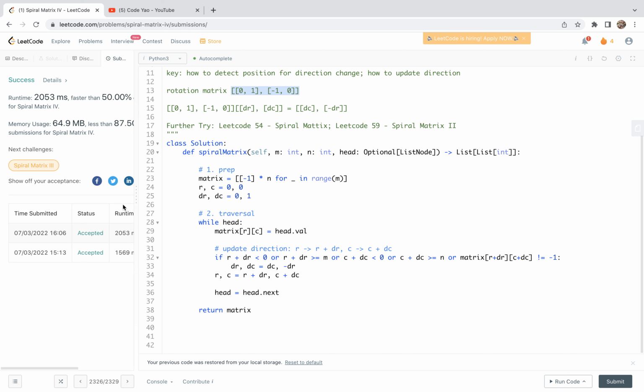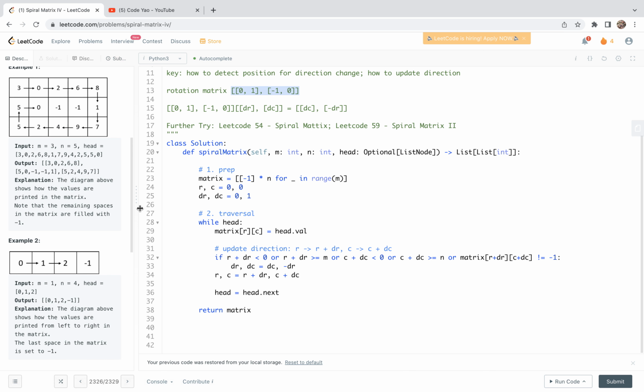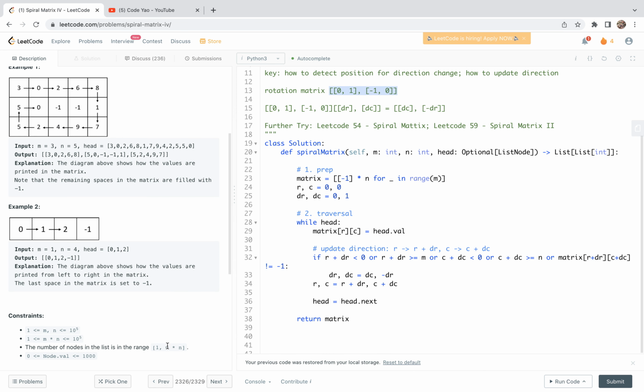So again, finally, if we have more numbers than m times n, this method still works. The only thing we need to add is a counter to count how many numbers we have set. If it exceeds m by n, we just need to break or stop. So with that said, I guess that's all about this problem. And the video is running long. Let's end here. Thank you.